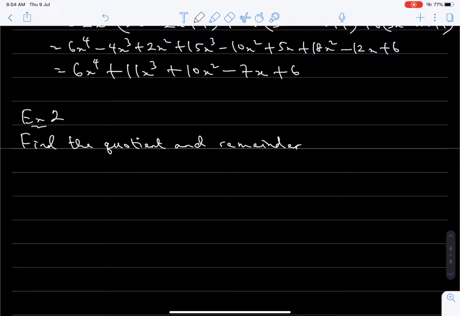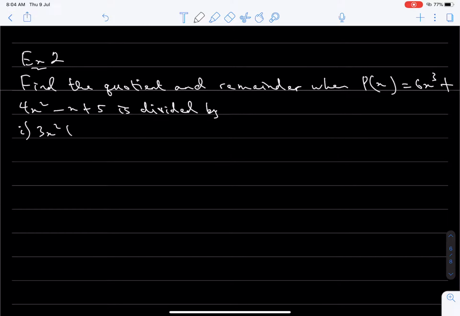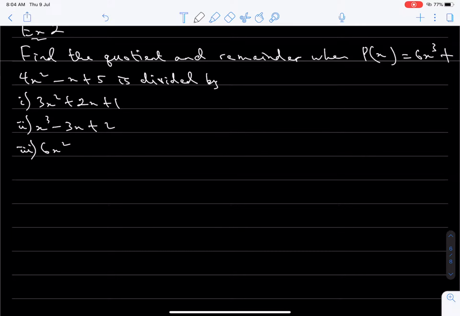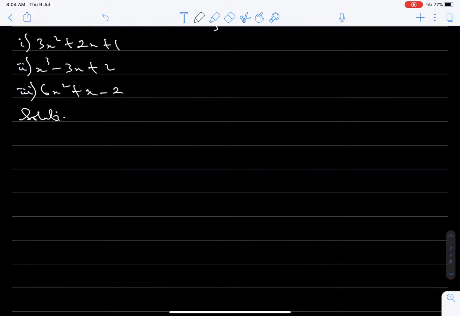Find the quotient and remainder when P of x, which is equal to 6x cubed plus 4x squared minus x plus 5, is divided by 1, 3x squared plus 2x plus 1, 2, x cubed minus 3x plus 2, and 3, 6x squared plus x minus 2. Now let's see how that's done. That's very, very simple.